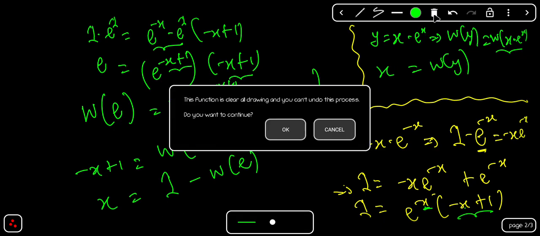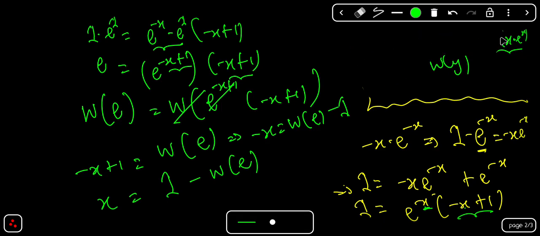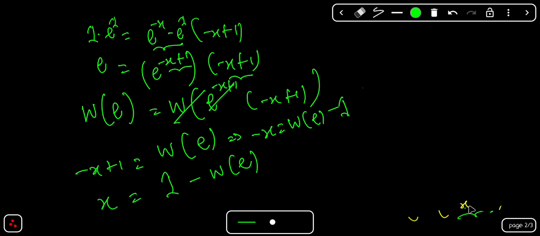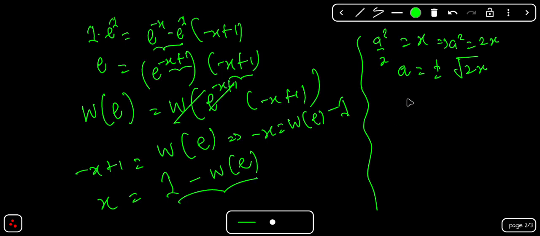But guys, remember that a raised to the power of 2 over 2 is equal to x. Remember that. But we have to solve for the value of a, not x. So what do you think we are going to do now? Since we know that a raised to the power of 2 over 2 is equal to x, that is a squared is equal to 2x. And then to know the value of a, you have to take the square root of both sides. That is, a will be equal to plus or minus square root of 2x. And we already know the value of x, which is 1 minus the Lambert W function of e.